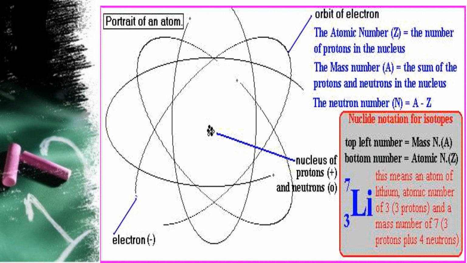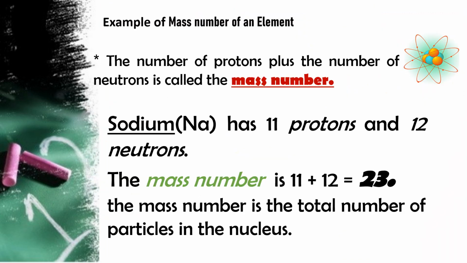Now, for you to be guided in computing or finding the atomic number, the atomic mass, and the neutron, you have to be guided with this illustration. Okay? So if you are given some exercises, you can just take a look at this, then you can simply calculate the number of atoms, atomic mass of that particular element. Okay.